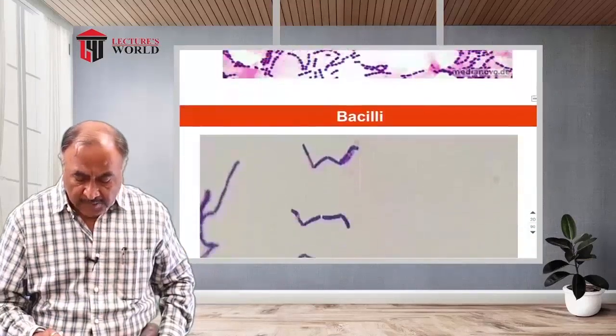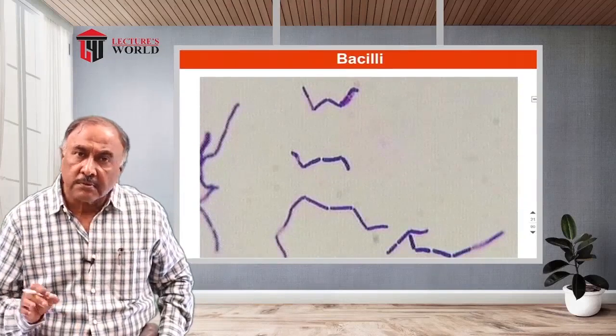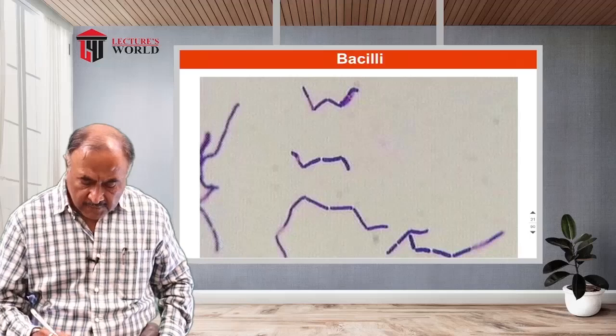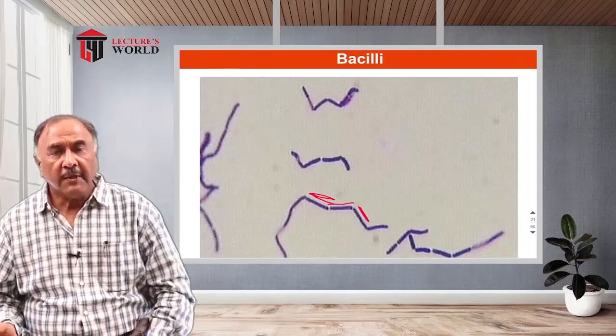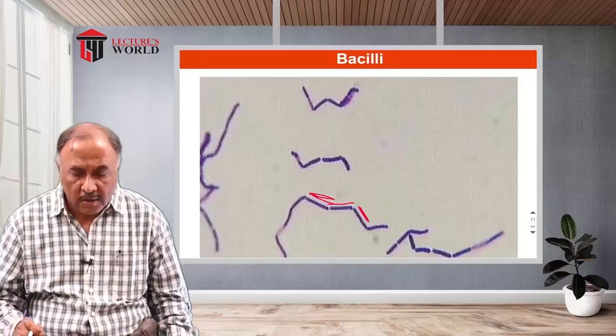Similarly, bacilli, these are the large long rod-shaped organisms. As the name indicates, these are the rod-shaped organisms. See here. And their arrangement can be in a chain. Again, the chain can be short or long.